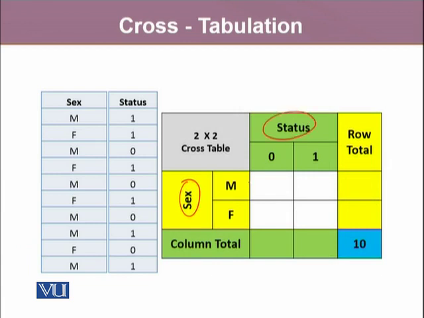Each row and column talks about each category that's available in our categorical variable. Like in sex, we have two categories, male and female. In status, we have two categories, 0 and 1. The last column and the last row are the totals, which are also called marginal totals.